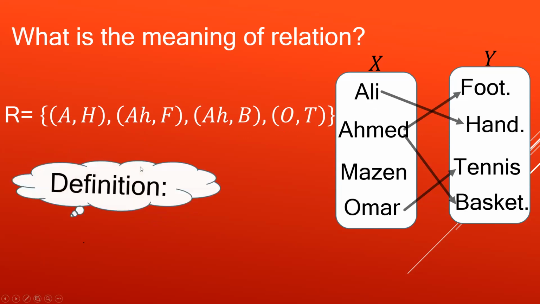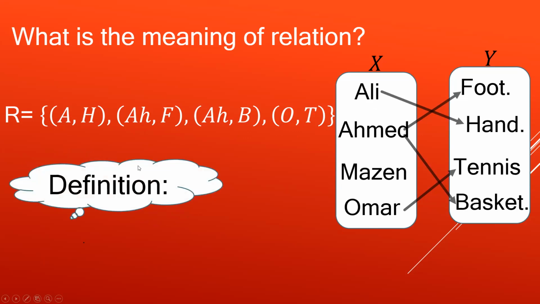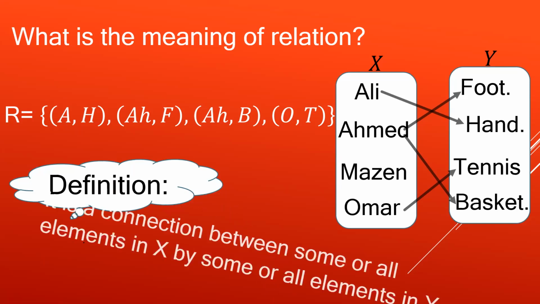So from here, we can deduce that a relation is a connection between two sets. It connects some or all elements of the first set with some or all elements of the second set under a condition.